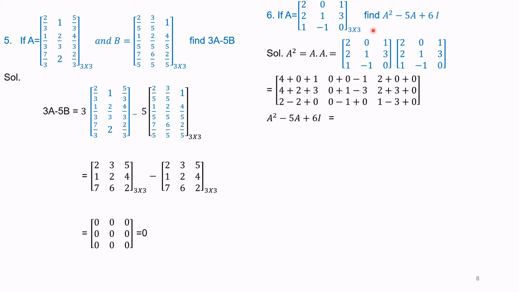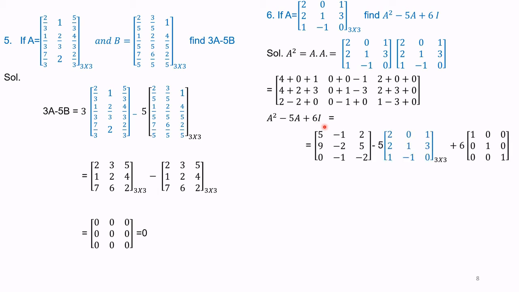Now, in the given expression, we will do the subtraction. That is A square minus 5A plus 6I is the given expression which we are required to find. Therefore, A square we have calculated. You can calculate: 4 plus 1 is 5, 0 minus 1 is minus 1, and this is 2, and this is 4 plus 2 is 6, plus 3 is 9, 1 minus 3 is minus 2, 2 plus 3 is 5, 2 minus 2 is 0, 0 minus 1 plus 0 is minus 1, 1 minus 3 is minus 2.